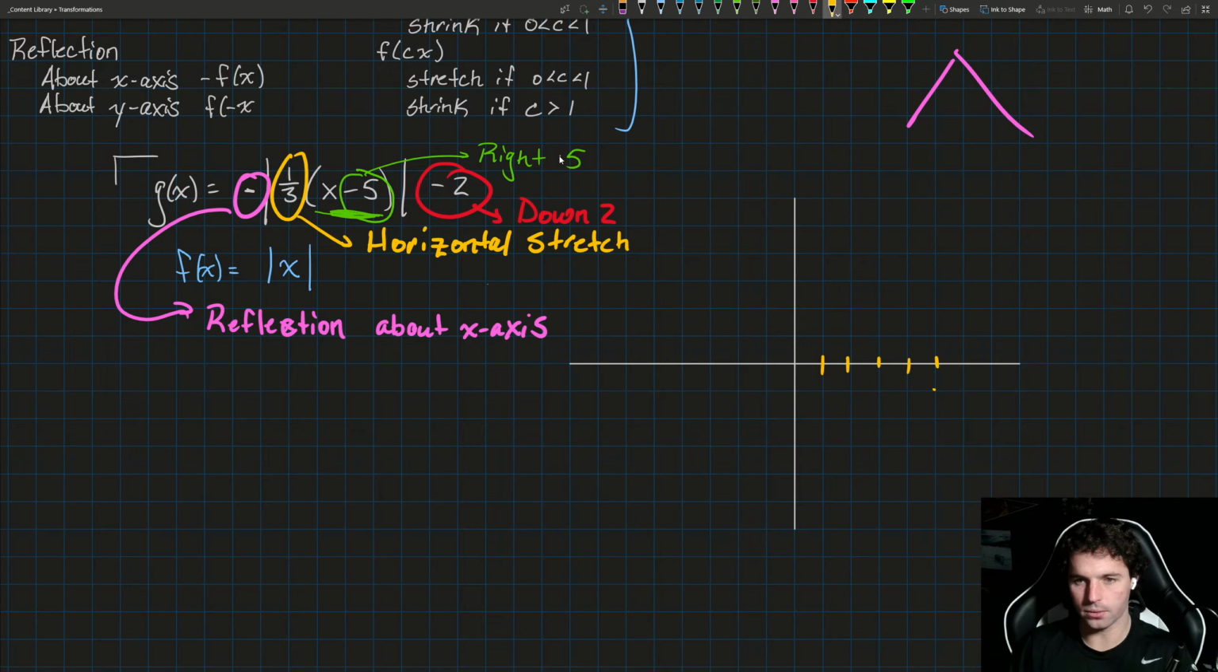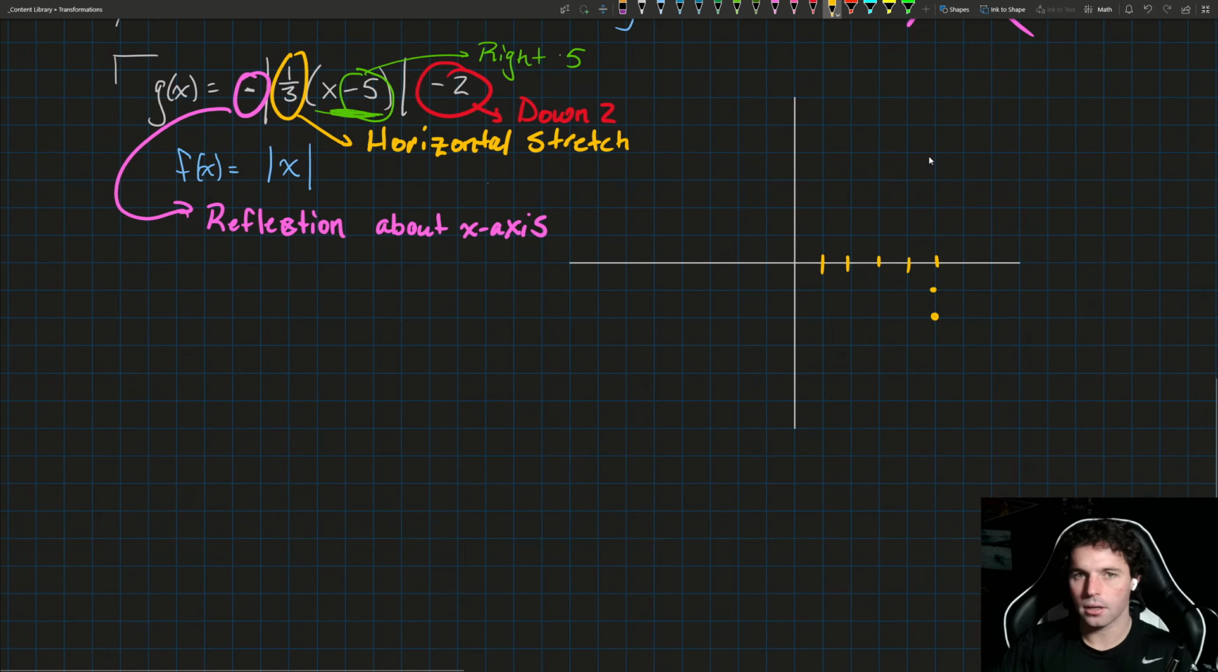Okay, and it's going to shift down 2. So that's going to be our vertex point, that point right there. And I'm going to, okay, we can still see that. Then we need to be able to plug in a couple points. We know it's going to be wider, and the slope should be 1/3, and it should be upside down. But let's just plug in a couple points just so we know.